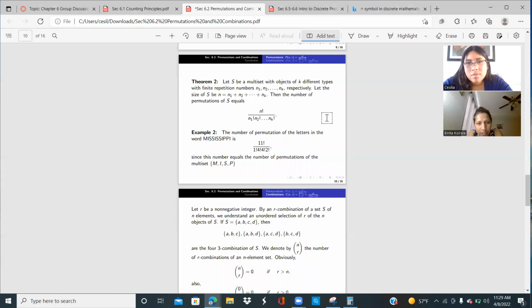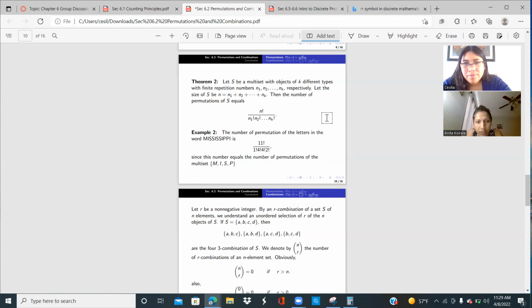So here's the example. The number of permutations of the letters in the word Mississippi is, okay, Mississippi: 1, 2, 3, 4, 5, 6, 7, 8, 9, 10, 11. Yeah. 11! over 1! 4! 4! 2!, which will be 11, right? 4 plus 4 plus 2 plus 1, yes. That will be 11.